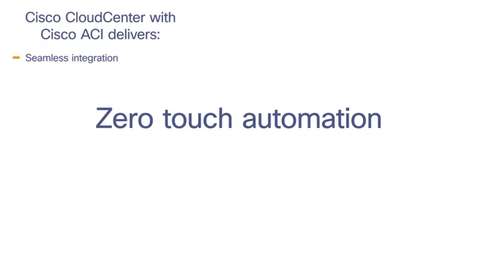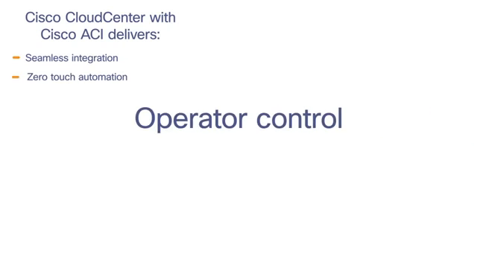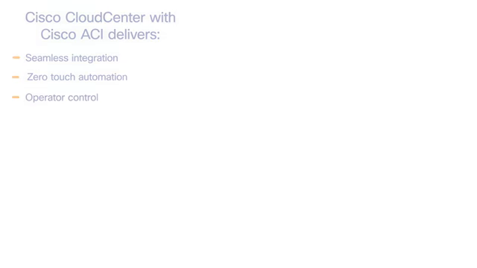Cisco CloudCenter with Cisco ACI delivers seamless integration without plugins, scripts, or modifying applications, zero-touch automation, network configuration done automatically specific to each application. Network operators maintain control with ability to lock down network and security configuration for each application.